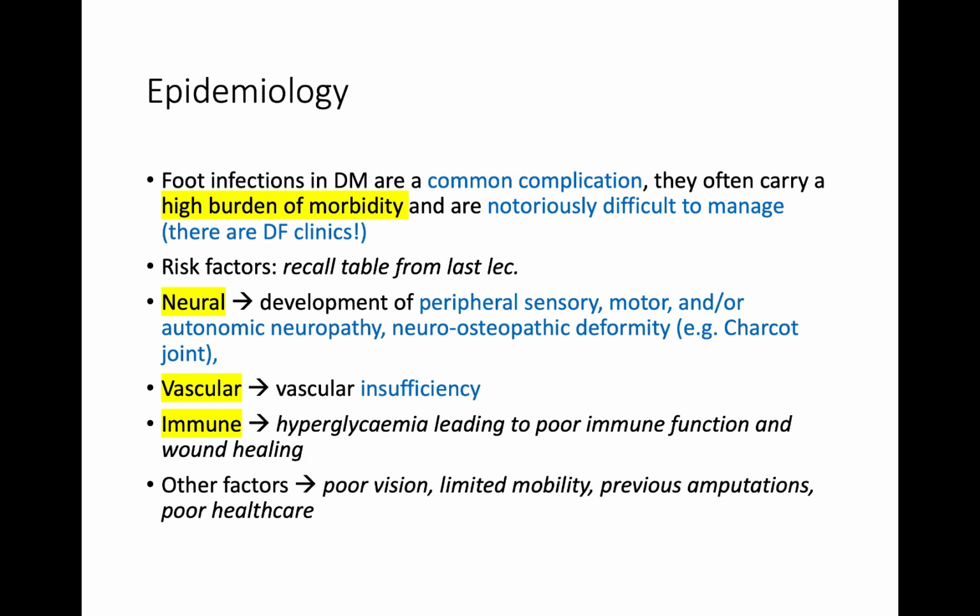So this is vascular, neural, and then you have an immune problem with diabetes. As for the immune problem, we said hyperglycemia leads to poor immune function and wound healing. Other factors, for example, poor vision, limited mobility, previous amputation.